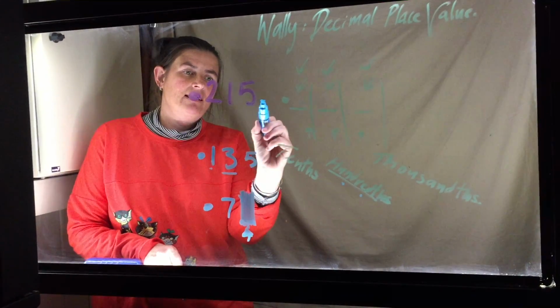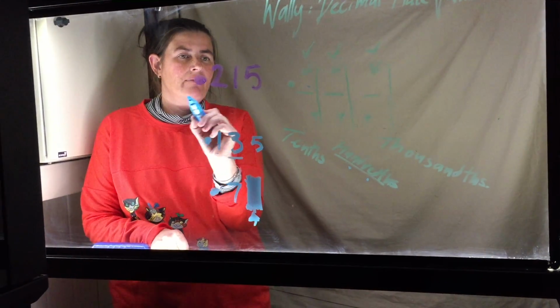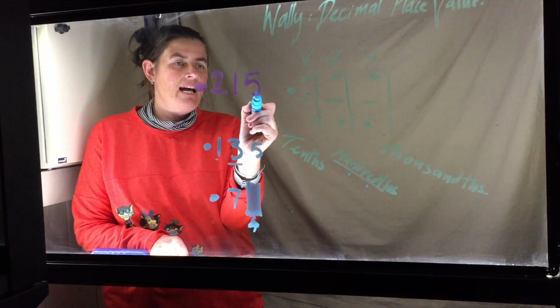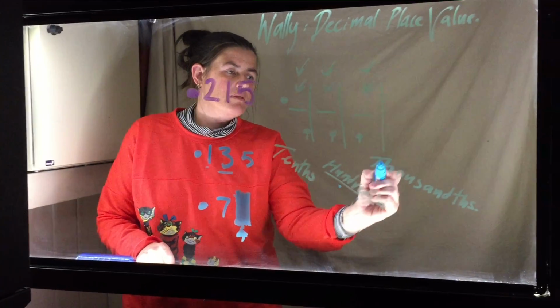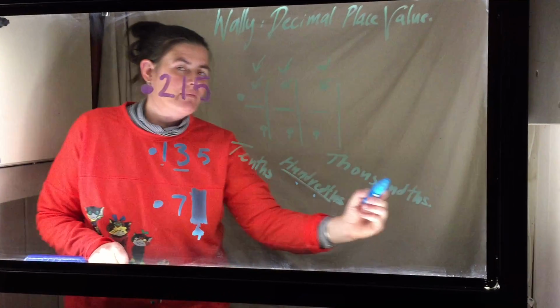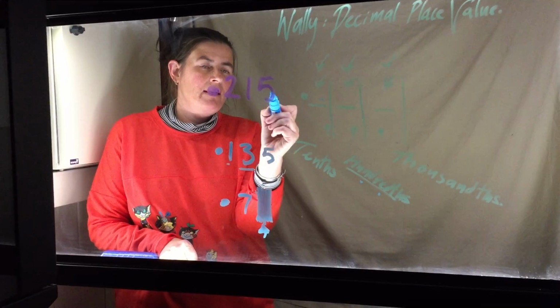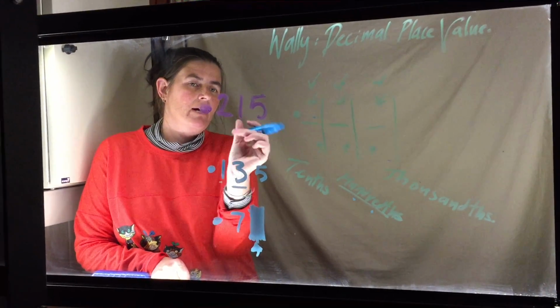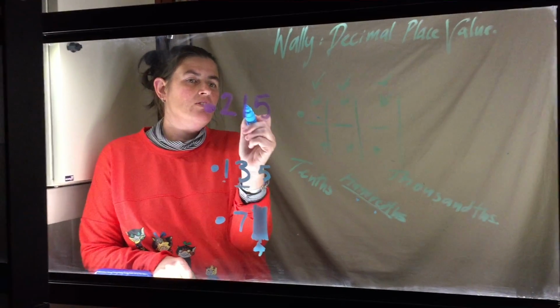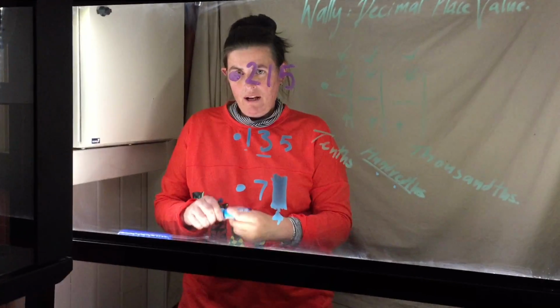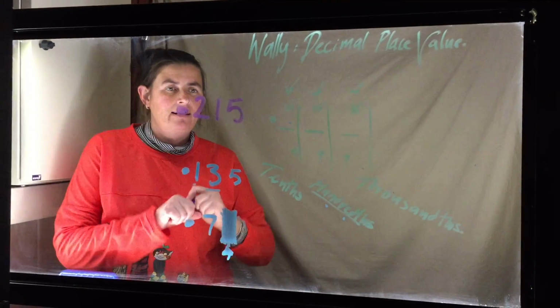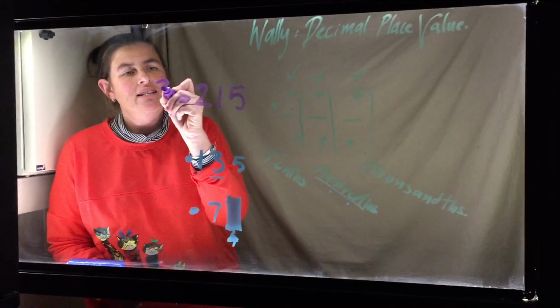Let's have a look at this nasty, revolting number here. The 5 is the last digit. The 5 is in the third column, so it's in the thousandths. So I would say something thousandths, and then I look at the whole number. So I have 215 thousandths. Now what would happen if I added some digits on this side?